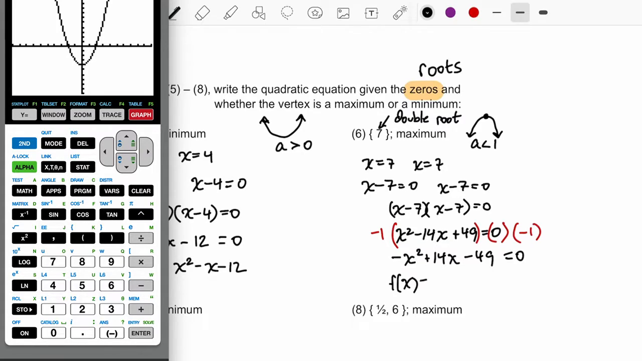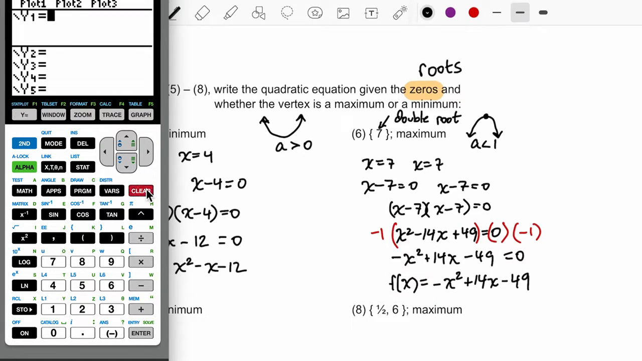So f of x would be equal to negative x squared plus 14x minus 49. And that would be my function. But like I said, I can take that expression, the x squared minus 14x plus 49, and multiply it by whatever I want. So we multiply by negative 1.